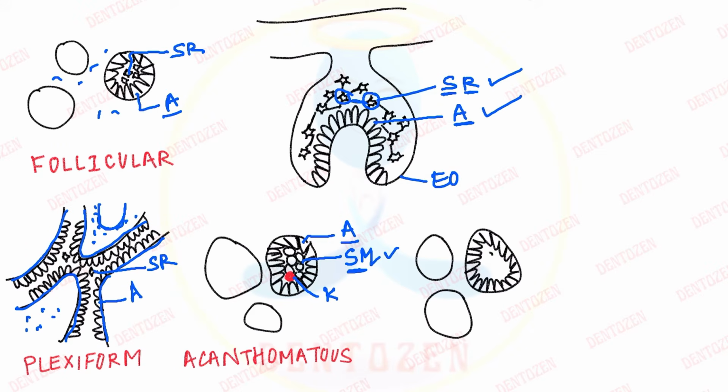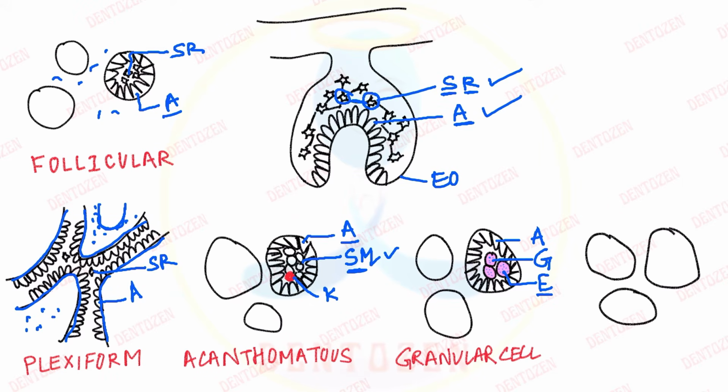Coming to the next type, that is granular cell type. Again it looks similar to follicular ameloblastoma, that is the tumor cells are arranged in follicles, and the peripheral cells of these follicles are tall columnar ameloblast like cells, but the central cells will show change, that is they will have granules within them, and their cytoplasm is eosinophilic, pink staining, that is called granular cell.